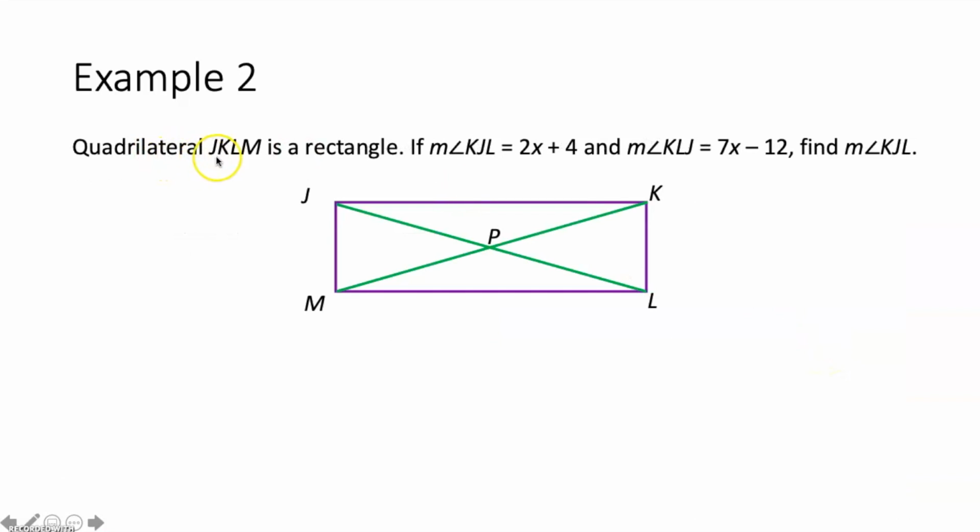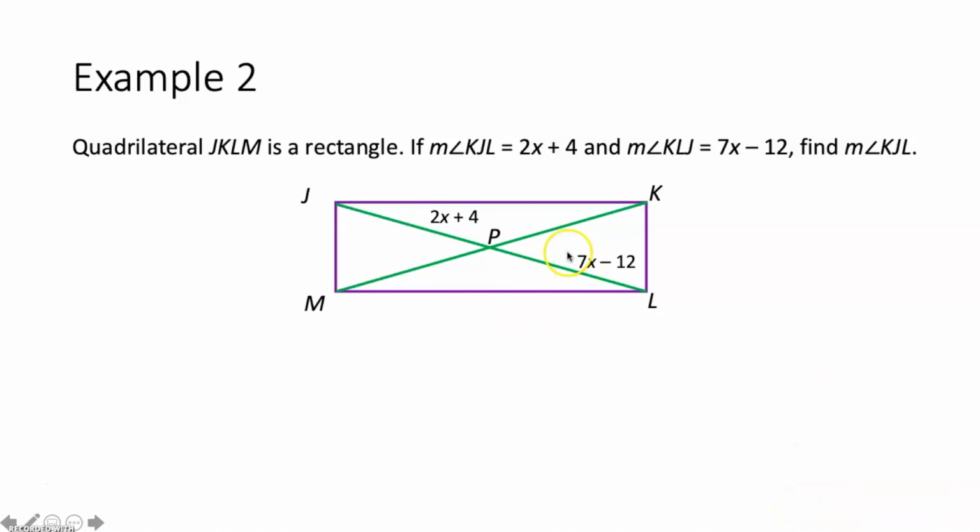Now example 2 says quadrilateral JKLM is a rectangle. If the measure of angle KJL is 2x plus 4 and the measure of angle KLJ is 7x minus 12, find the measure of angle KJL. So the first thing we're going to do, anytime you're given a figure and your instructions have some measurements, is label your figure. The measure of angle KJL is 2x plus 4, so KJL would be this angle right here. We're going to label that with 2x plus 4. The measure of angle KLJ would be this angle right here. That's going to be 7x minus 12.